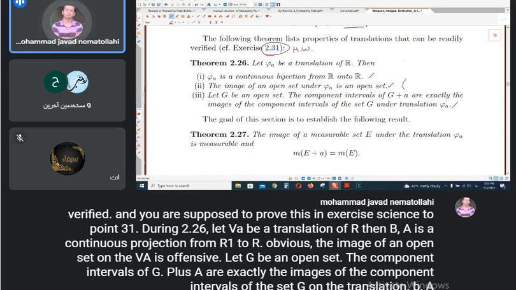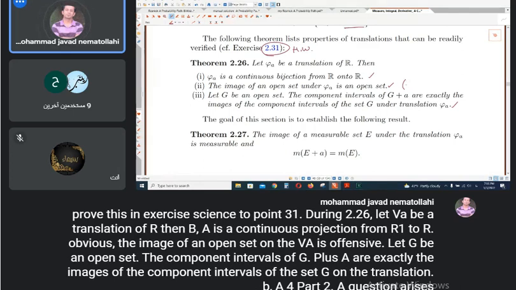For part 2, a question arises: is this true for the closed case? Think about this.